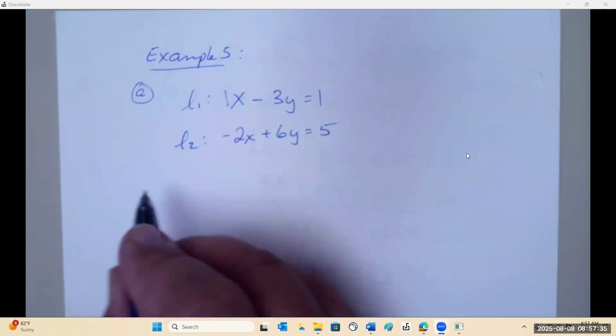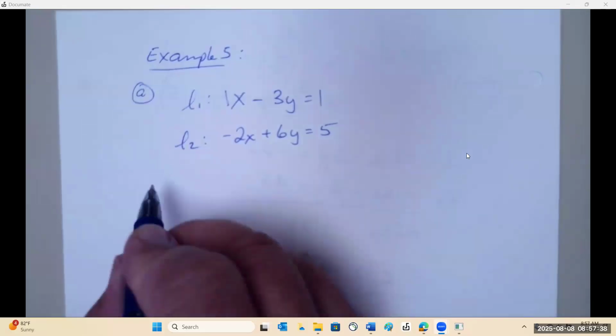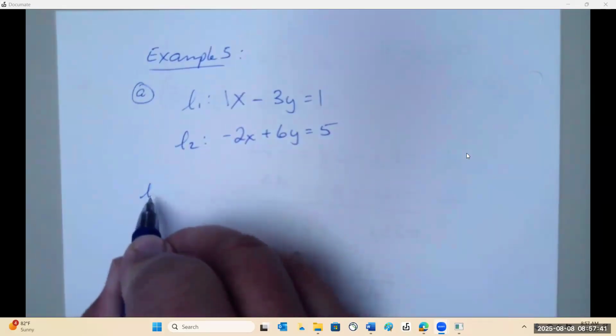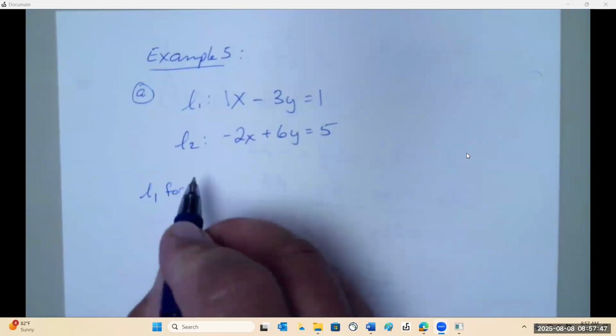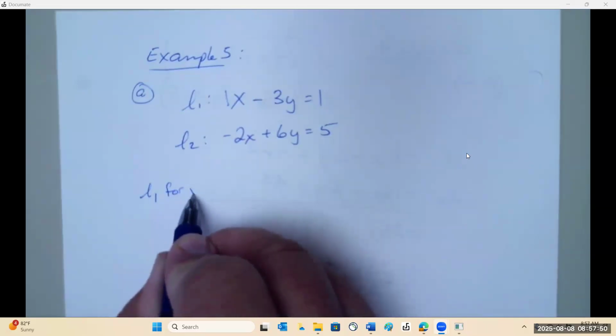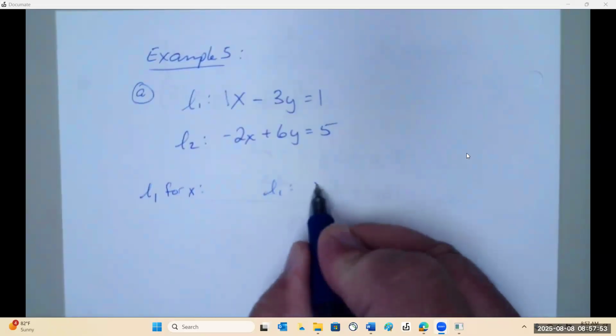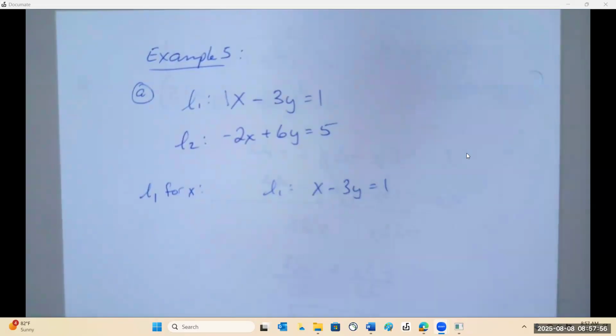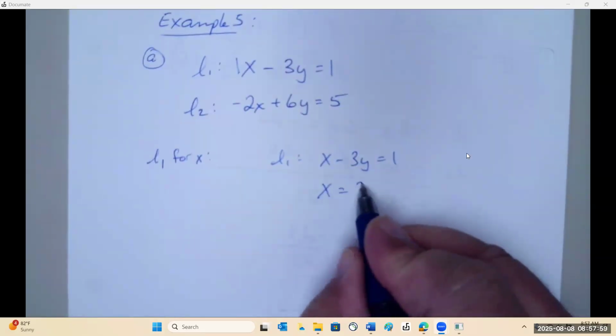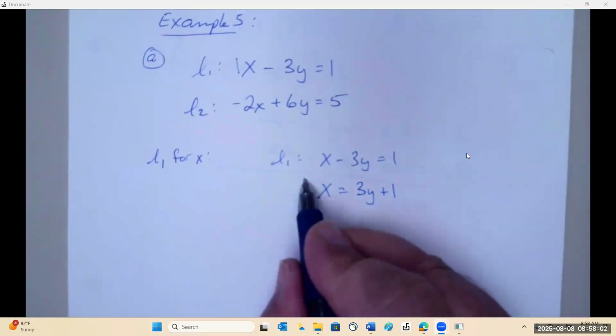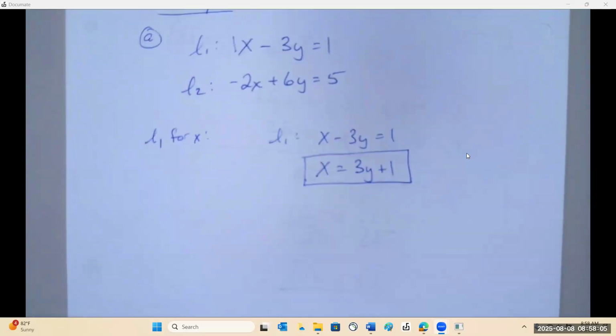So which line do you want to use and which variable do you want to solve for? Line 1 for what letter? So we use line 1. We have x minus 3y equals 1. We're solving for x, so we move the 3y over. But again, it's whatever you're comfortable with. If substitution jumped out at you and that's more comfortable for you, great. And always go with your strong points. Now what do we do with this?